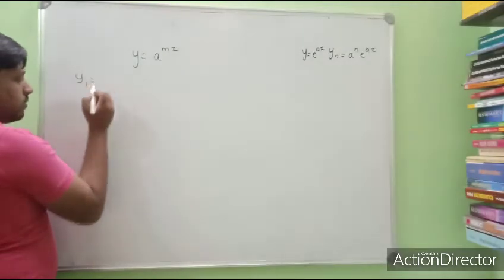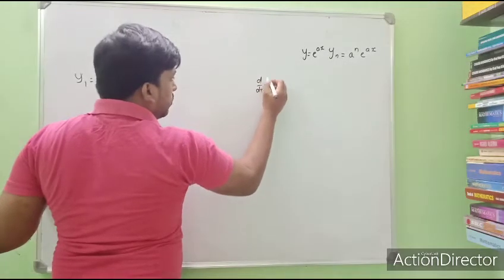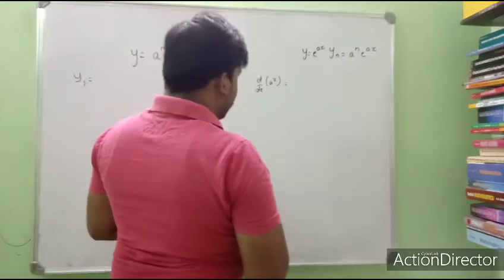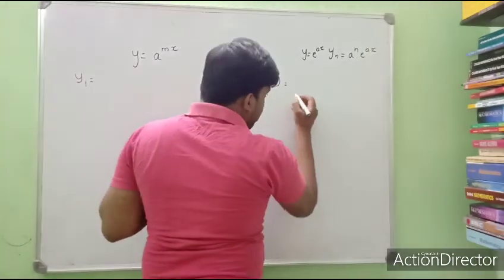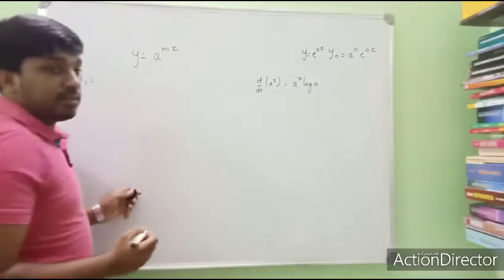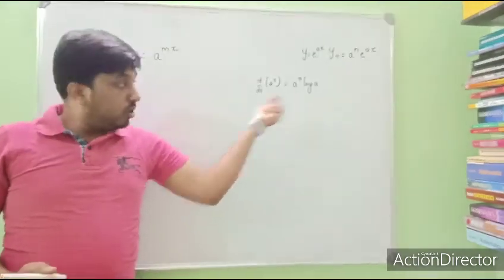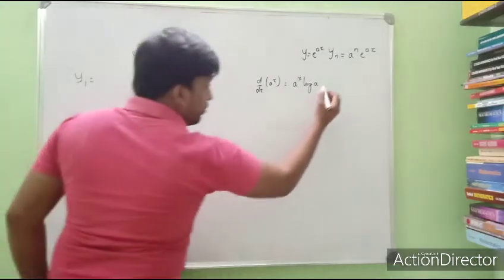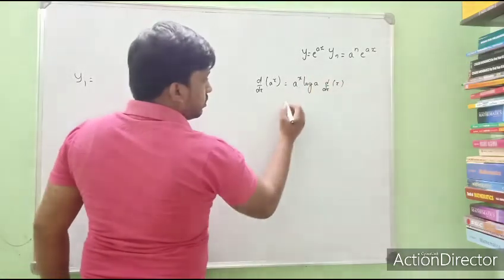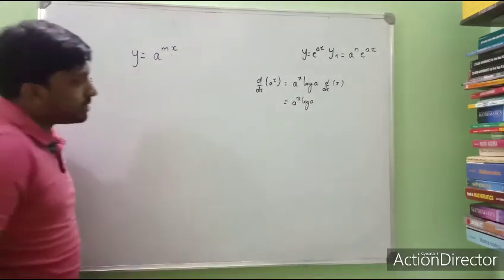So y1 is nothing but, before differentiating it, what is the derivative of d by dx of a to the power of x? It is a to the power of x into log a, isn't it? So d by dx of a to the power of x is nothing but a to the power of x into log a. Similarly, you have to write here the derivative of x in the power. So this is going to become a to the power of x into log a into 1. So that is a to the power of x into log a.